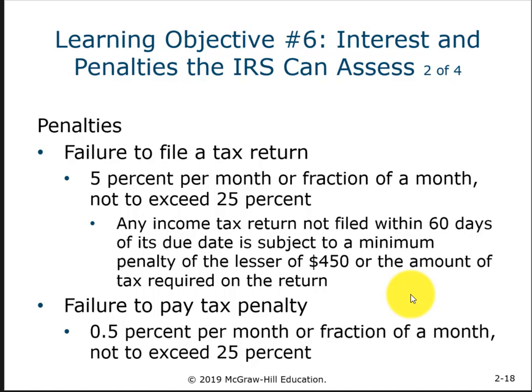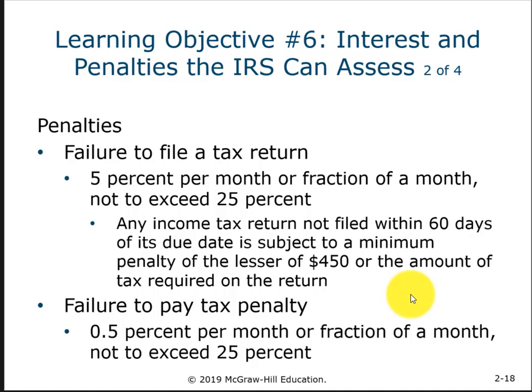Penalties. If you fail to file your tax return, okay, so the tax return, the 1040, personal tax return is due April 15th. You can get an extension, but if you don't file an extension and you don't file that tax return, or you file an extension and you still miss the extended deadline, then your failure to file a tax return penalty is 5% per month or fraction of a month.